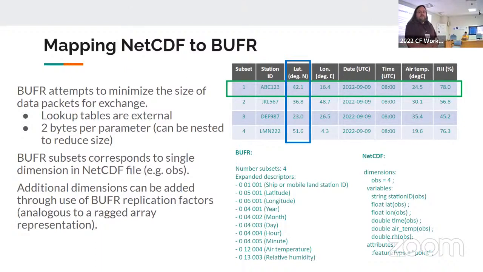It's a binary format that really is designed to minimize the size of the data so it has more efficient exchange. It's based on lookup tables, which unfortunately are external. They could be internal, but in most cases they're external. So a BUFR subset would correspond to like a single dimension in NetCDF, a DSG file, like an obs dimension, right? And so you can see on this table on the right, there's 4 subsets, so 4 different observations, and you can see the numerical codes. They're 0 01 001, which means ship or land station, and you can see how they kind of map into the parameters we would use in CF.